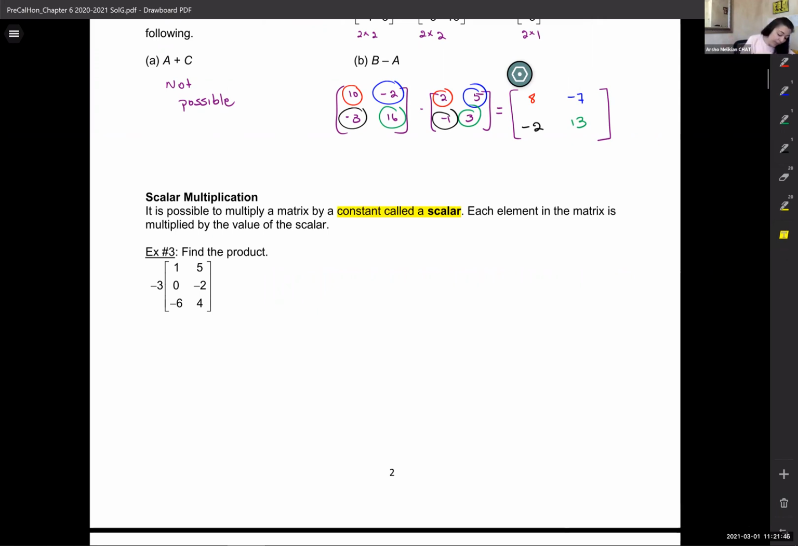It's very easy. If you want to multiply this matrix by negative 3, all you do is multiply each term inside by negative 3. That's it. So if I wanted to find the product here, it's negative 3, negative 15, 0, 6, 18, negative 12.